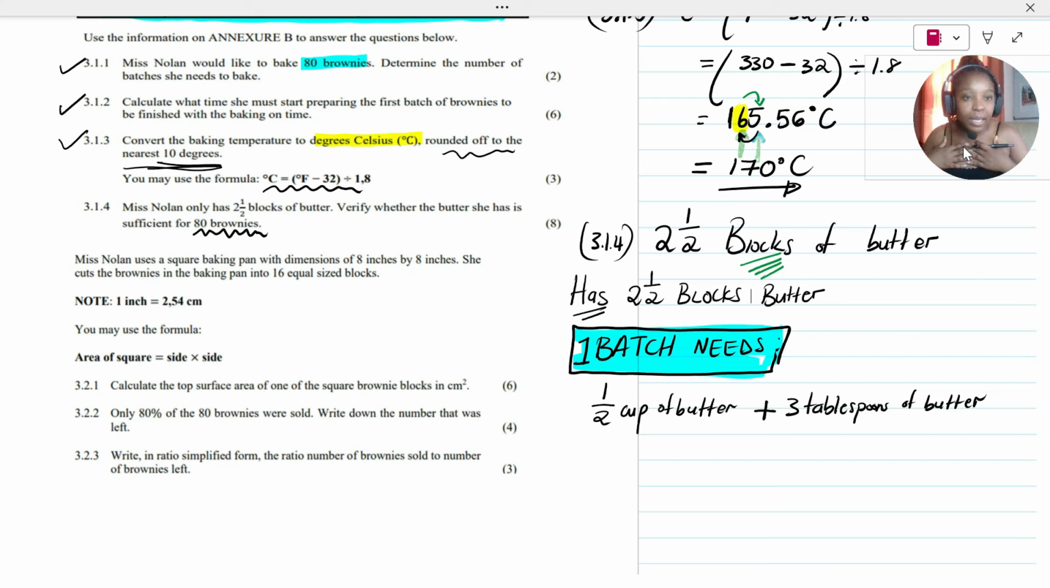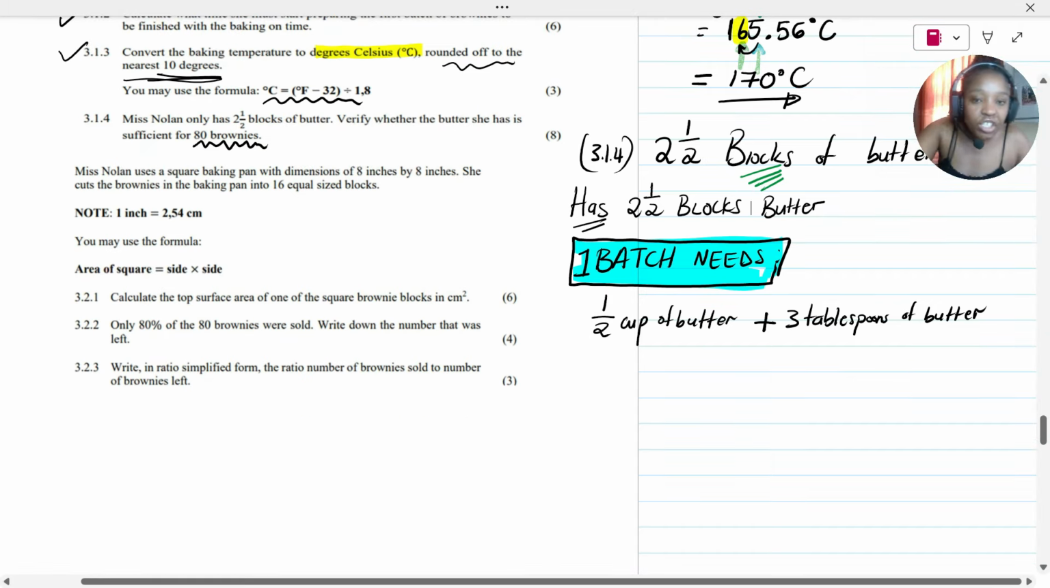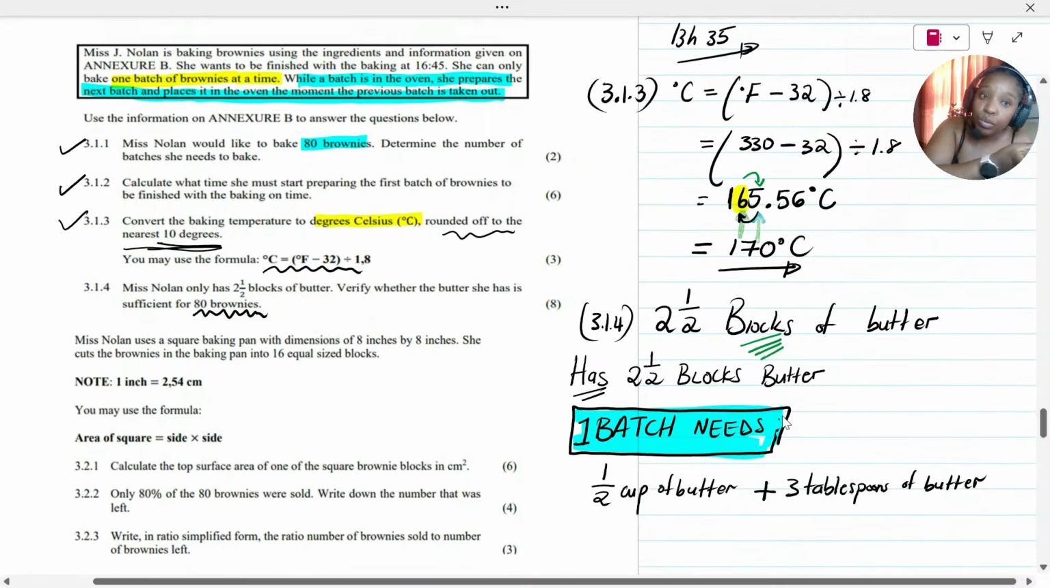I'm choosing that, you know what, I want to convert this to grams, and I'm doing this for a reason. I want to convert all these values for the amount of butter that we need to grams. So I'm going to start now with just the butter that she needs for her ingredients, to just make 1 batch of brownies. I'm going to convert the cups to grams and I'm going to convert the tablespoons to grams.